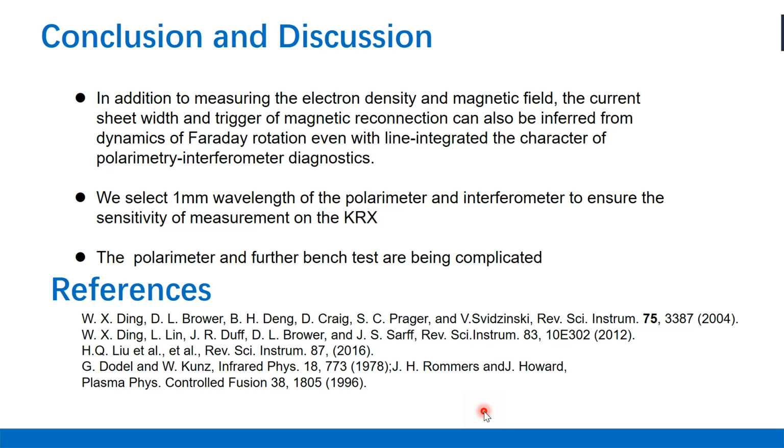In addition to measuring the electron density and the magnetic field, the current sheet width and the trigger of magnetic reconnection can also be inferred from the dynamics of Faraday rotation, even with the line-integrated character of polarimetry and interferometer diagnostics. We select a 1 millimeter wavelength for the polarimeter and interferometer to ensure the sensitivity of measurement on the KRX. The polarimeter and the further bench tests are being completed.